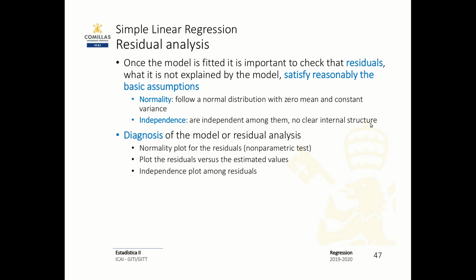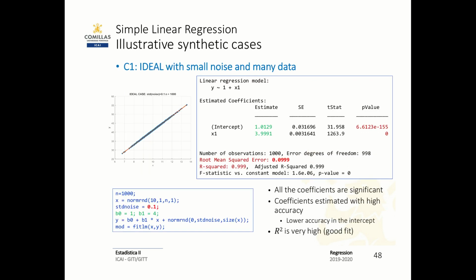In particular, there are two very important assumptions: the normality of the residuals and the independence of the residuals. And independence is twofold. First, independence between residuals, and also independence with respect to the predictor variable. Okay, so we will do this presentation by showing simulated cases in which we know the underlying ground truth, and then we will check whether the regression actually reflects what we know.